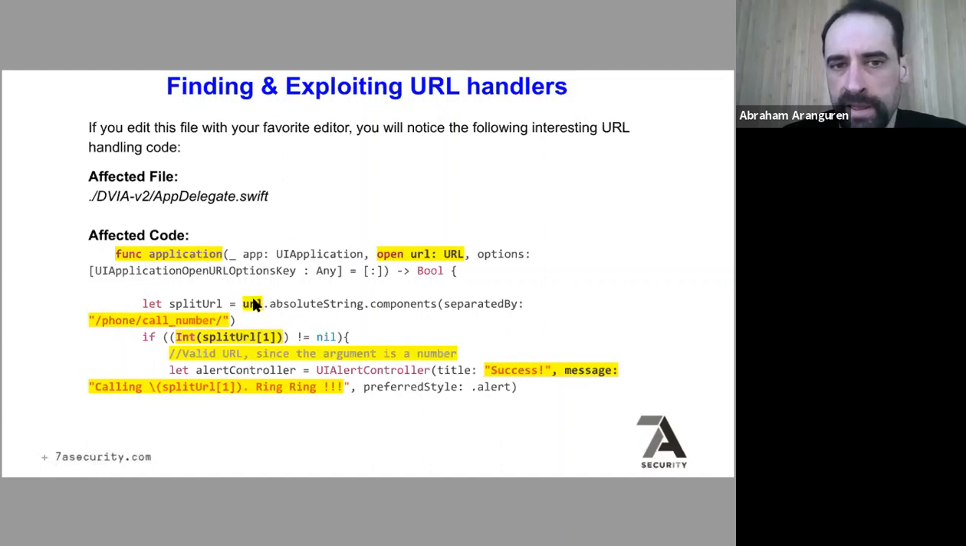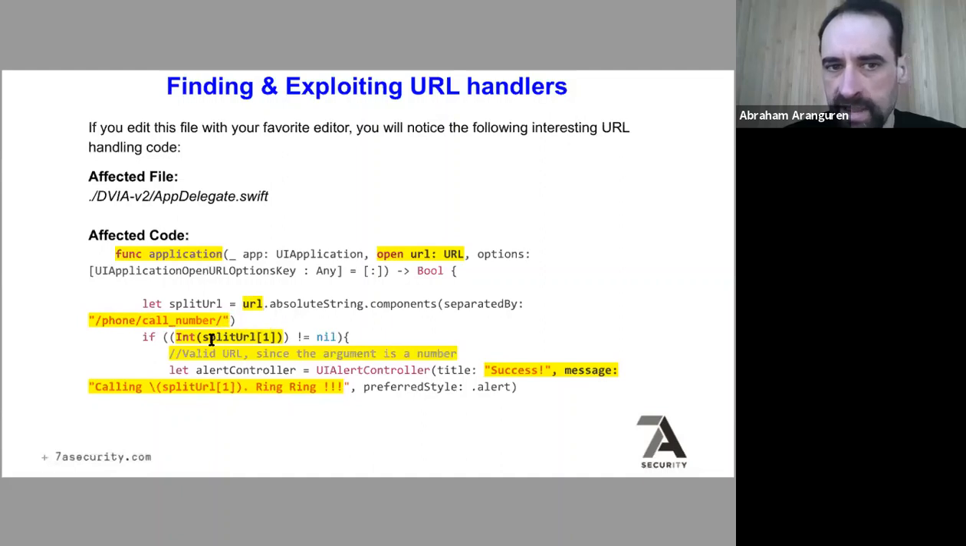And then since things in computers start with zero, this means that whatever is to the left of this is going to be the position zero, and whatever is to the right is going to be position one. So this is giving us another hint that there's an integer on position one. So this is basically telling us the structure of the deep link, right? So we already knew the URL scheme from the info plist. Now we know what comes after, which is phone call number.